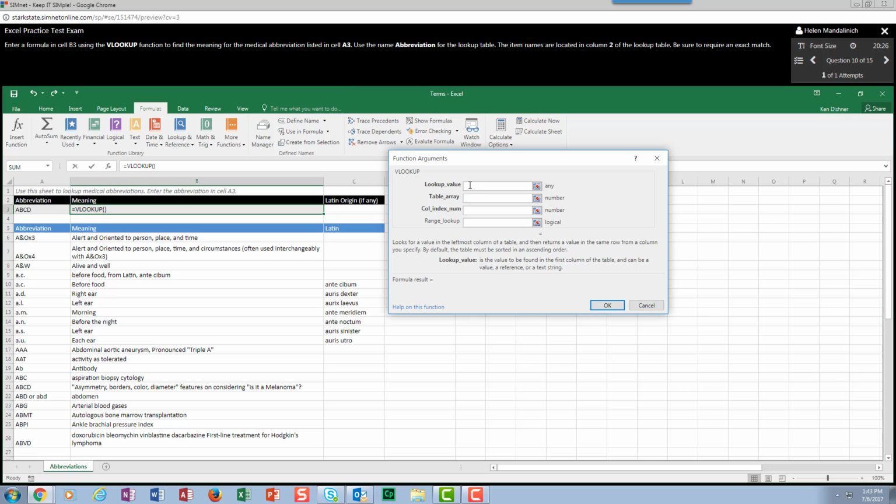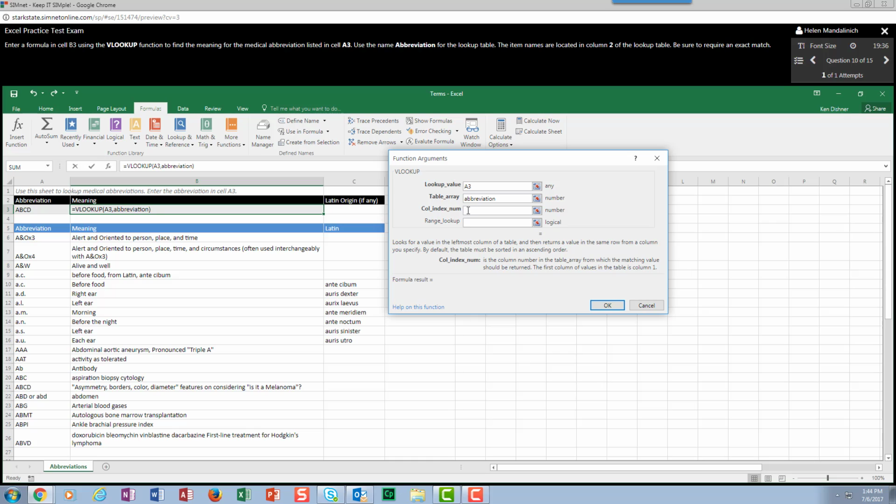So the first thing about this is the lookup value. So that's just saying, hey, what are you looking up? In this case, we're looking up this abbreviation ABCD. So for lookup value, I'm just going to click on that. So, that could be a part number, that could be a customer number, it could be whatever you're looking up in this table of information. And that's the part we're going to next, is what is the table name? Well, abbreviation is already defined as the table. So I can just come in here and type abbreviation as the name. And I know that because the instructions are telling me that, right? Use the name abbreviation for the lookup table.